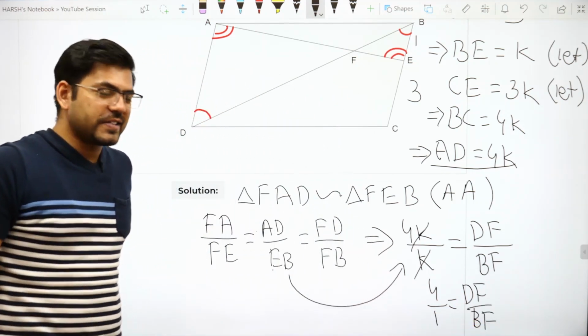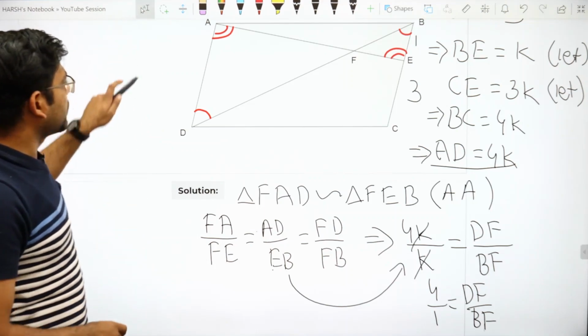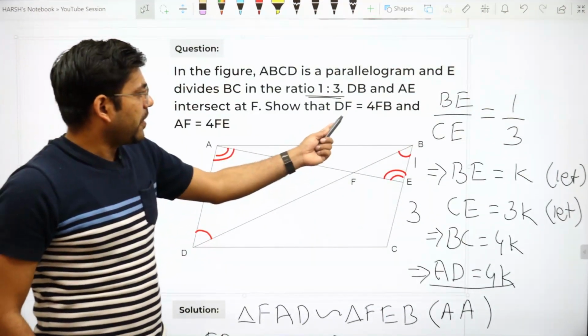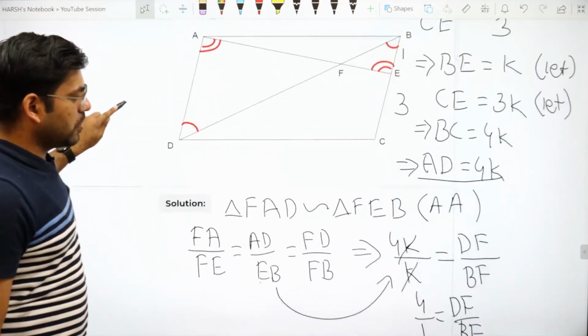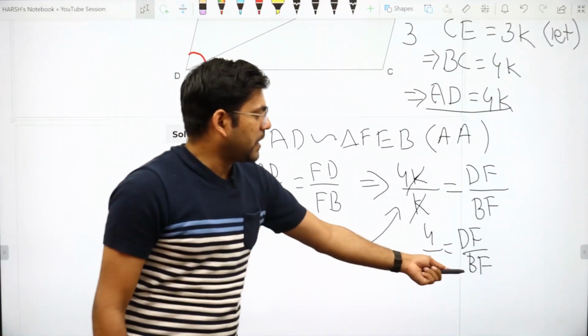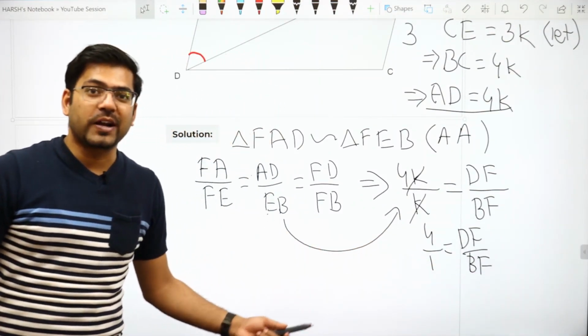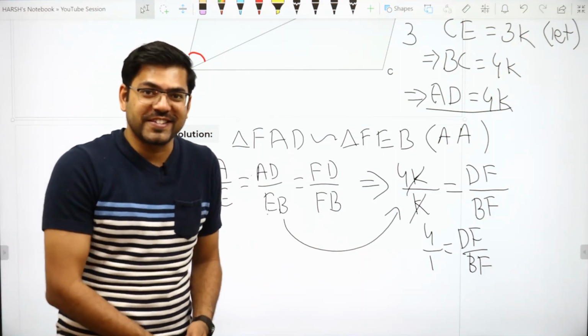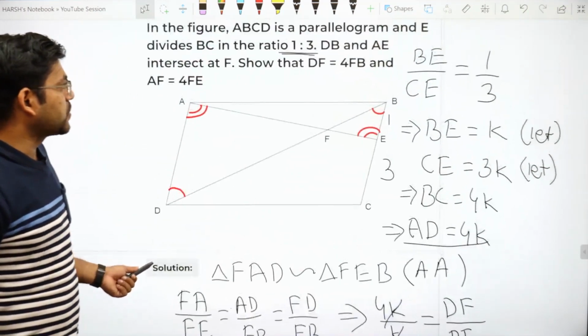Is it clear to you all guys? Is it clear? And see, we have to get this one only: df is equal to 4 times bf. So once we do cross multiplication, df will be equal to 4 times bf, and this is that much easy, isn't it? So I guess you would have understood this question.